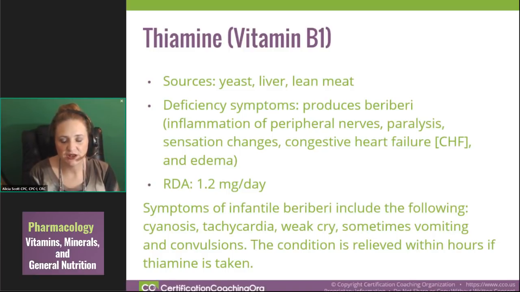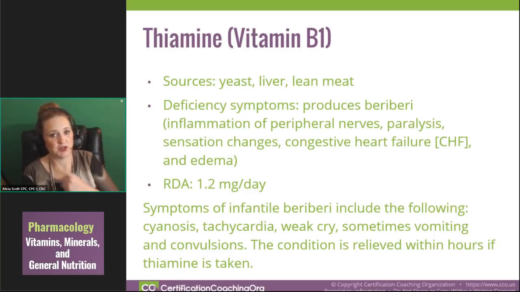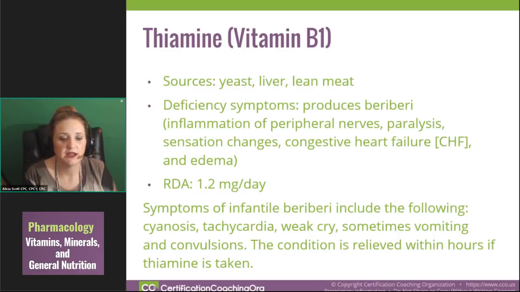And for children, they can have cyanosis, which is like blue lips, the peripheral areas turning blue. They're not getting enough oxygen in the blood. Tachycardia, so their heart races. They have a very weak cry that sounds pathetic. They can throw up, they can have convulsions. And usually if they give them thiamine, it'll take care of itself.